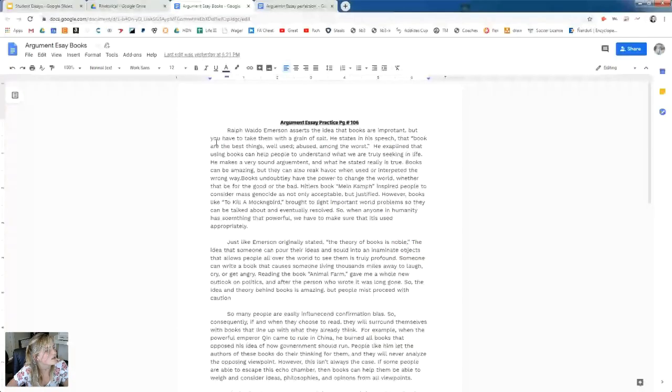And when he stated what is really true, books can be amazing, but they can also wreak havoc when used or interpreted the wrong way. Books undoubtedly have the power to change the world, whether for good or bad. Hitler's book, Mein Kampf, inspired people to consider mass genocide not only as acceptable, but justified. However, books like To Kill a Mockingbird brought to light important world problems so they can be talked about and eventually resolved. So when anyone in humanity has something that powerful, we need to make sure that it is used properly.